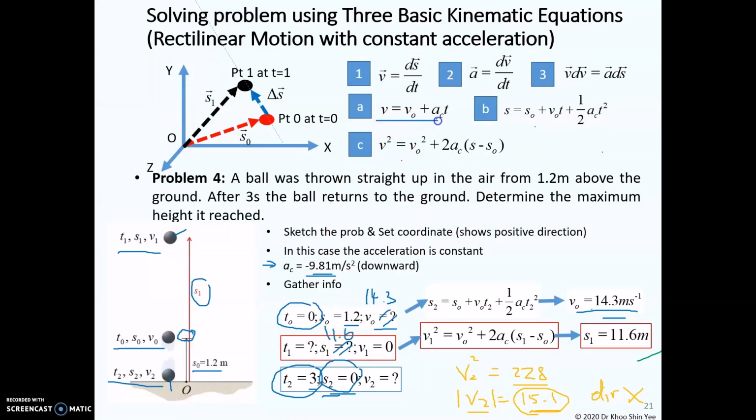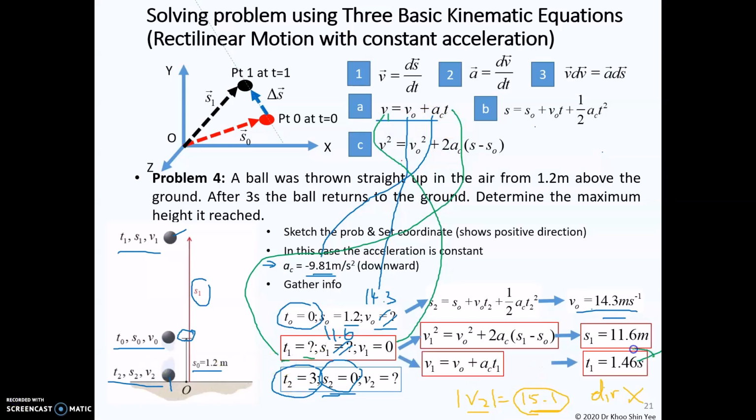Let's continue to use the equation A to solve the problem. Substitute V0 to be 14.3, AC to be negative 9.81. Let's say time taken to T1 is unknown and the velocity at point 1 is 0. So after you substitute, you should obtain the T. You should get the T1 equal to 1.46.